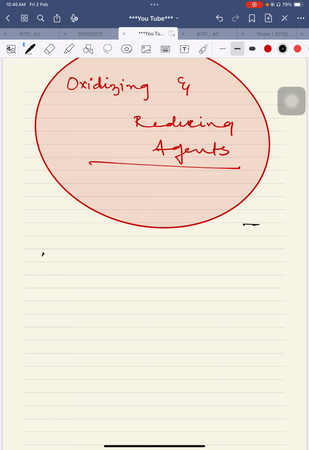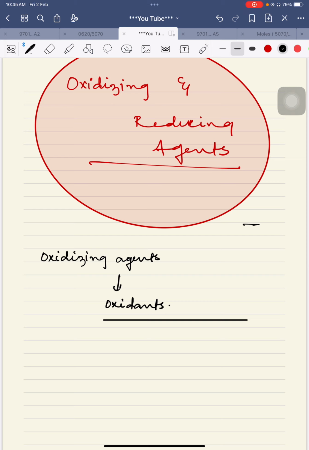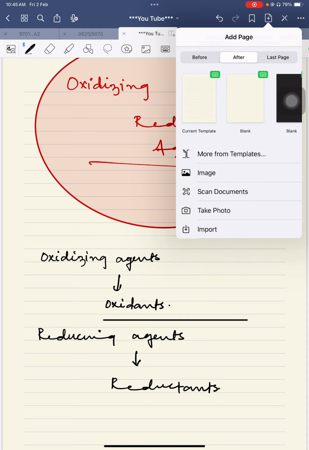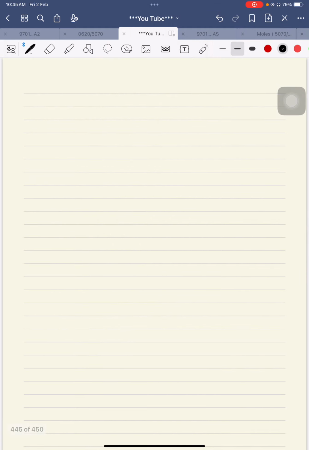Before moving ahead, I would like to bring your attention to the point that oxidizing agents are also called oxidants, and reducing agents are also called reductants. So these are the second names for these two. Right now, I'm changing the page and I am taking you to a list of oxidizing agents and reducing agents.